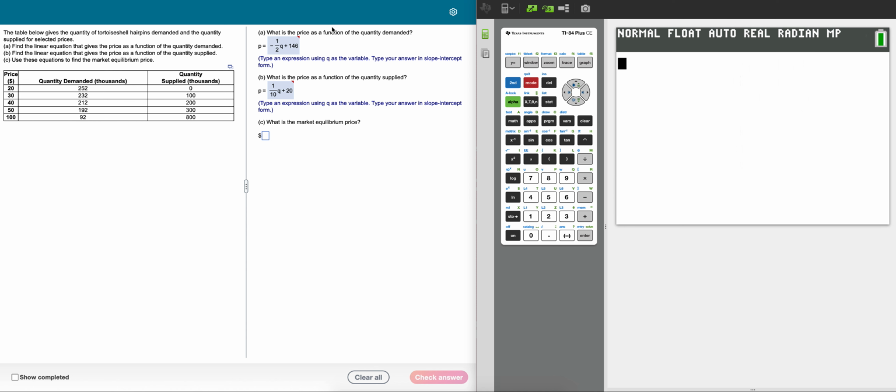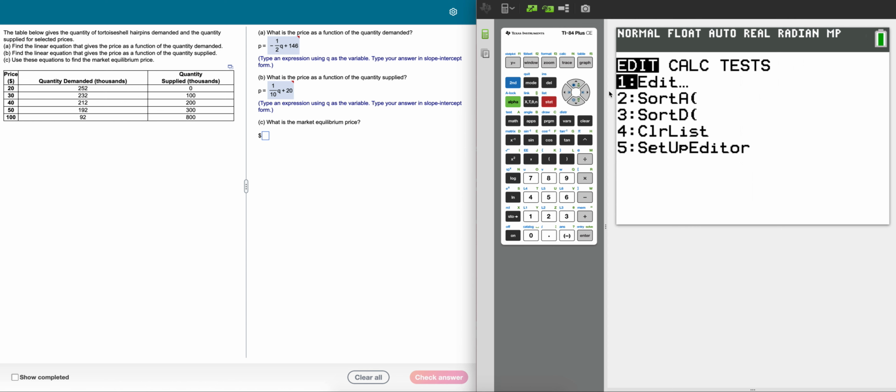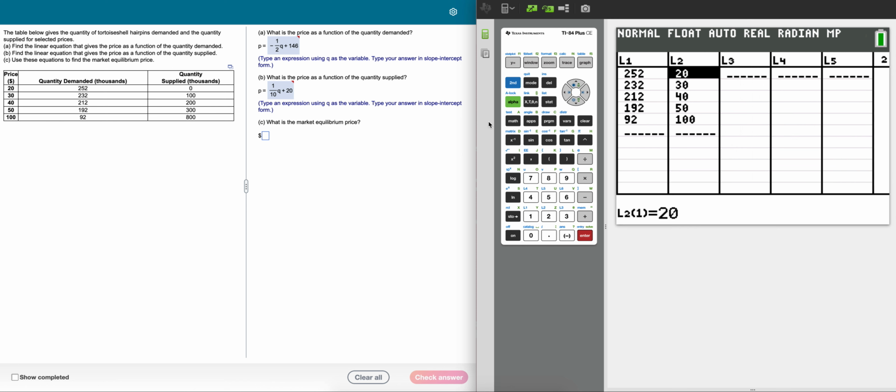What you want to do first, it asks you to find the price as a function of the quantity demanded. So we're going to look at the first two columns in this table. We're going to enter them into the calculator, and I've actually already done that. So I'm going to hit Stat and then hit Enter to go to Edit. The quantity demanded is going to be your X values. Your X values are always what go in list 1. So the quantity demanded values are what I have put into list 1, and then the price, those are going to be my Y values, and that's what I have in list 2.